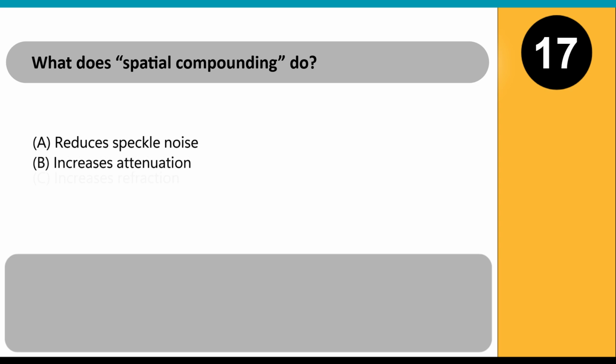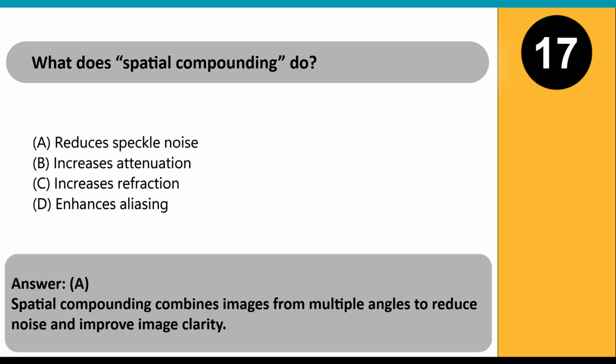What does spatial compounding do? A. Reduces speckle noise, B. Increases attenuation, C. Increases refraction, D. Enhances aliasing. Answer A. Spatial compounding combines images from multiple angles to reduce noise and improve image clarity.